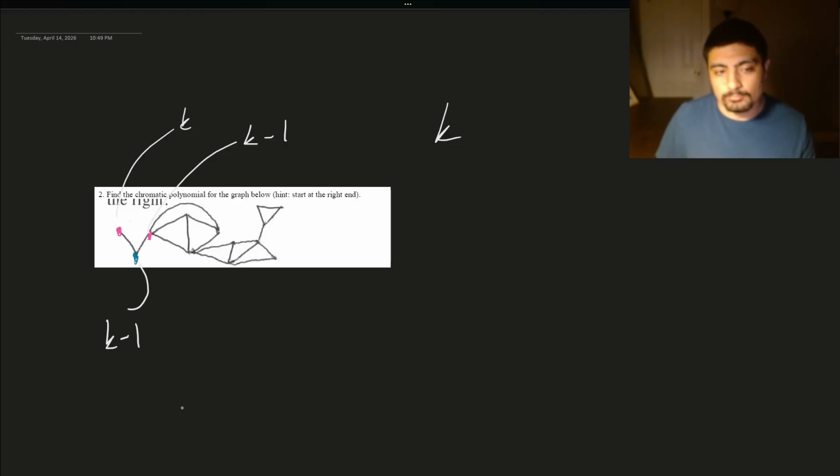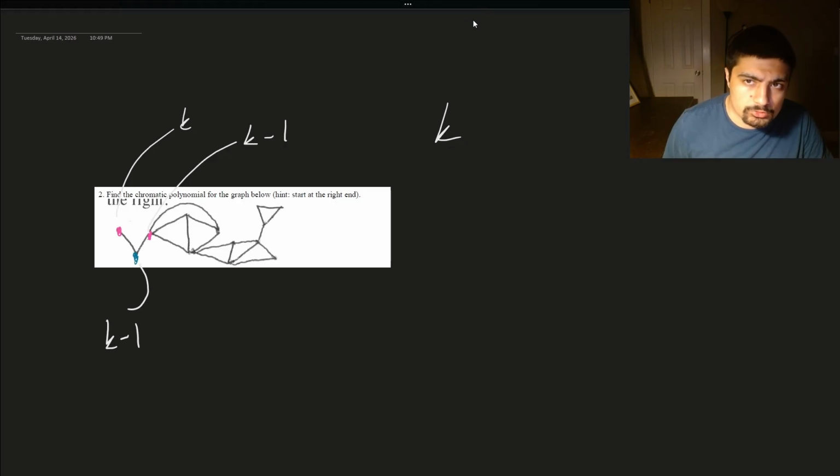Now we have a triangle here, and a little connection from one vertex of the triangle to the other vertex at the end of the triangle. So now things change a little bit. This is where it gets a little tricky. I'm going to use another color. Let's go with blue again.